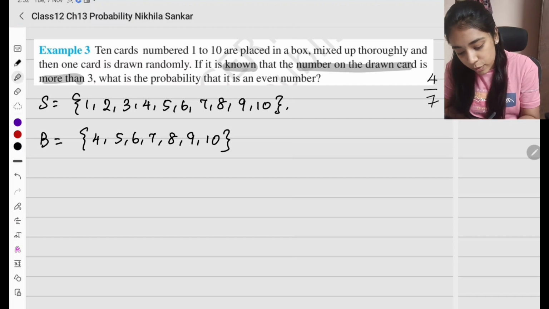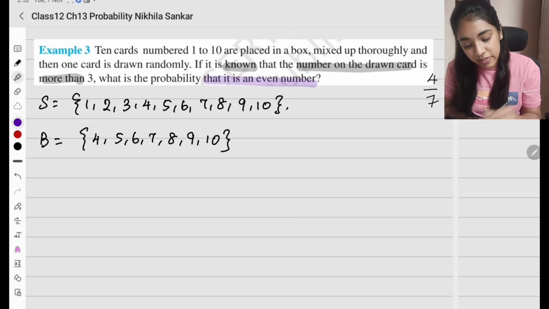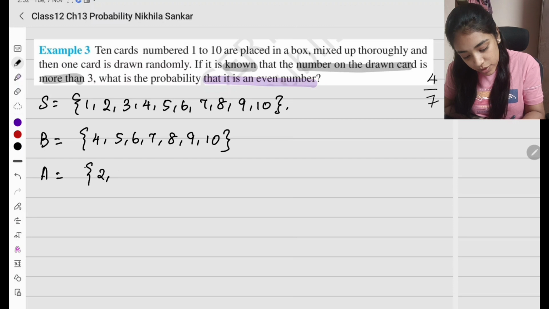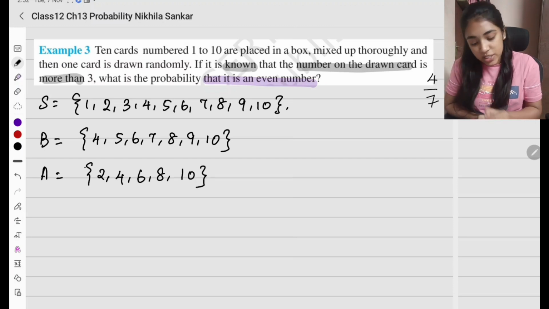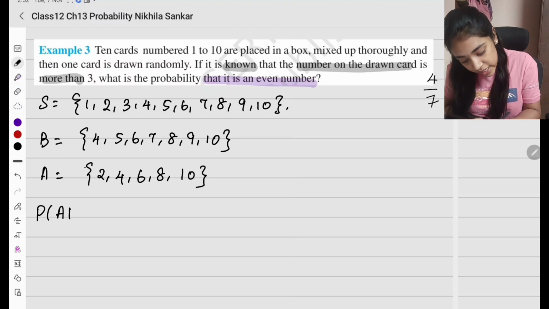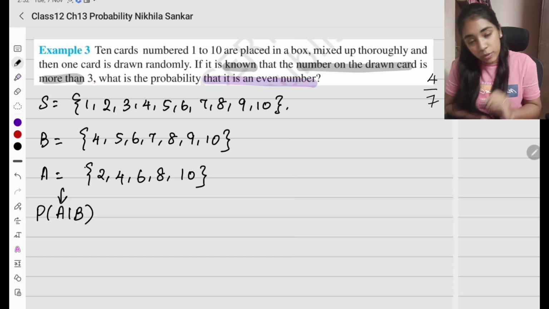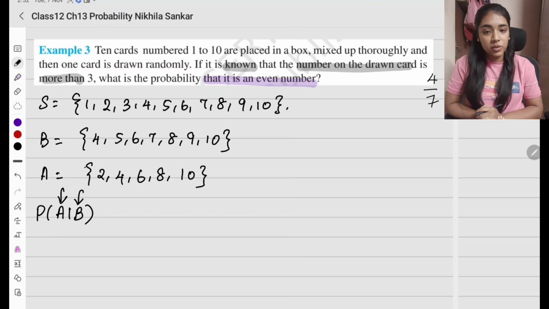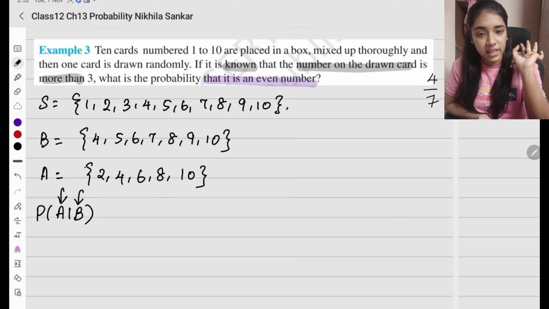Then what is the probability that it is an even number? So இதோட probability தான் நம்ம கண்டுபிடிக்கணும். So A ஓட probability என்ன? So if the given number is an even number, so 2, 4, 6, 8, 10. So I need to find the probability of A given B. Even number ஓட probability என்ன? Given that already an event has happened which is all the numbers are greater than 3.